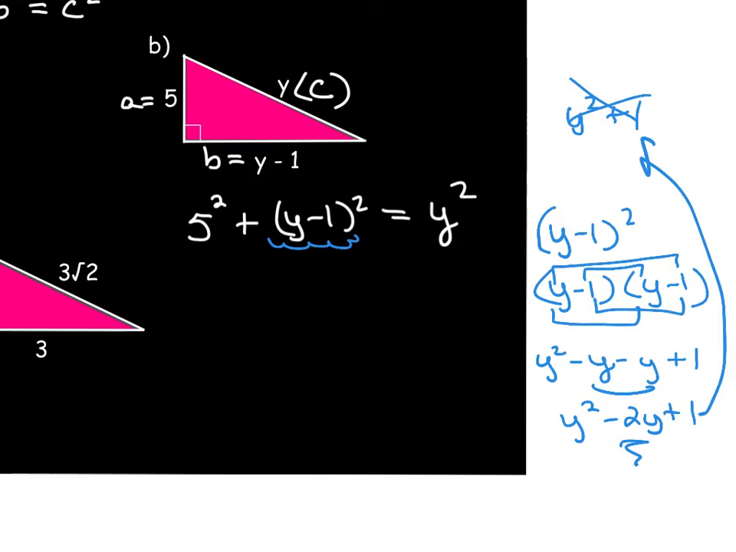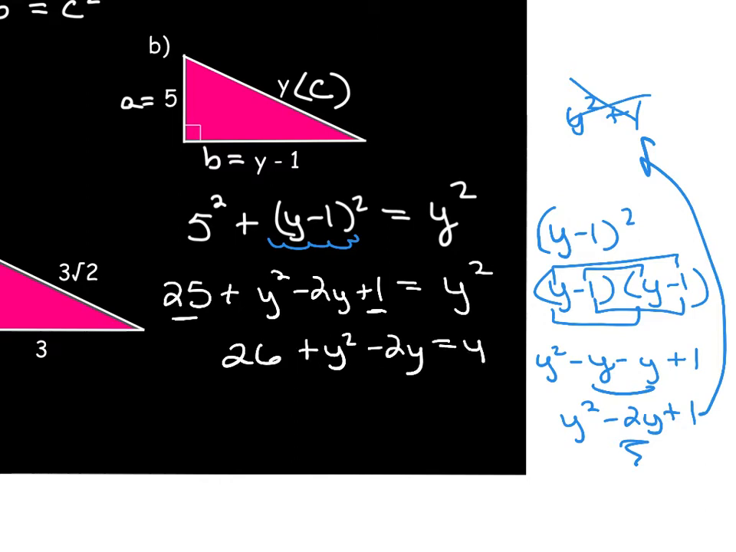So now let's go ahead and square the 5. So let me go back over here. 5 squared is 25. I just did the y minus 1 squared, so let me write that in there. And it equals y squared. I now need to work on combining some like terms. So I'm going to go ahead and add the 25 and the 1. They're on the same side.